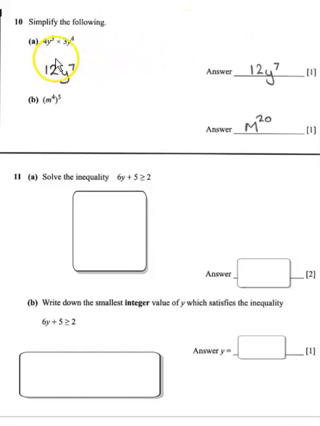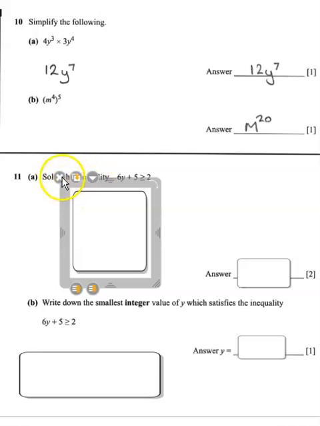So question 10 is indices. So we multiply the 4 and the 3 together to make 12, and then we look at our indices, and because there's a multiplication here, we're adding our indices, so it's 3 plus 4, which is 7. So that's the answer, 12 y to the power of 7. When we've got brackets like this, we're multiplying our indices together, so it's 4 times 5, which is m to the power of 20.